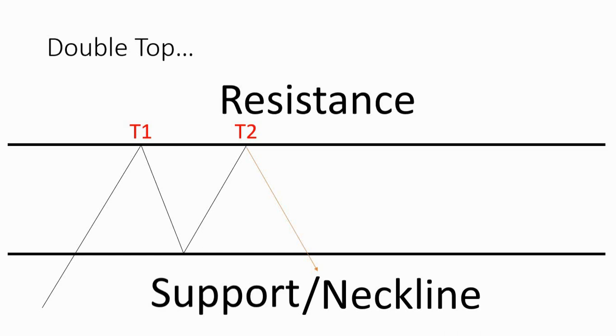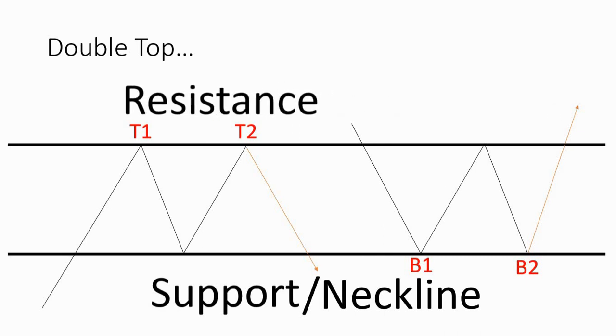The double bottom is exactly the same, but in reverse. So it is found at the end of a falling market, and the difference is that instead of looking for the market to fall after the pattern, traders are looking for the market to rise and then profit from the increase in price. In this instance, the B stands for bottom 1 and bottom 2, and the neckline would be the resistance area as opposed to the support area.